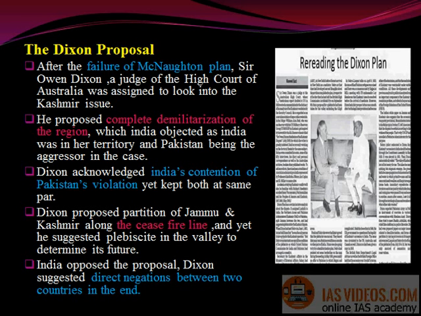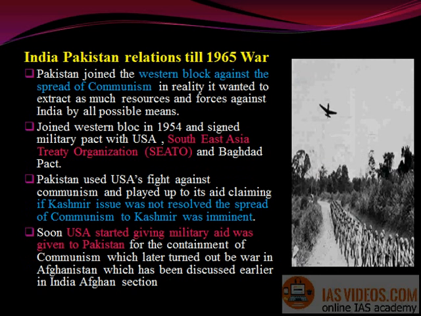He proposed complete demilitarization of the region, which India objected to, as the territory was India's and Pakistan was the aggressor in the case. Dixon acknowledged India's contention of Pakistan's violation, yet kept both at the same power. Dixon proposed partition of Jammu and Kashmir along the ceasefire line, and yet he suggested a plebiscite in the valley to determine its future. India opposed the proposal.